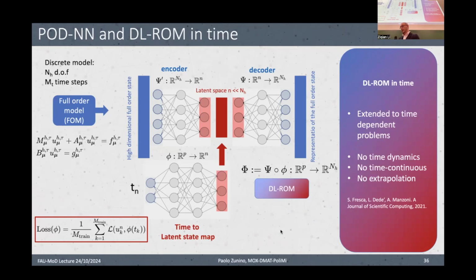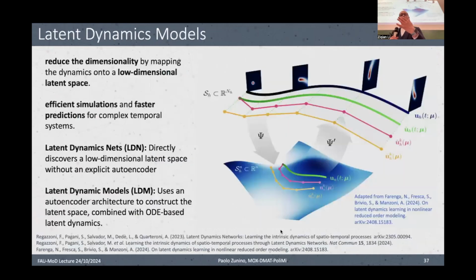So, with the failing in this, obviously these methods don't guarantee any time continuity or time stability, and also for this reason they are absolutely unable to extrapolate. We can trust them only in the time interval where we have collected data, and absolutely nowhere else.